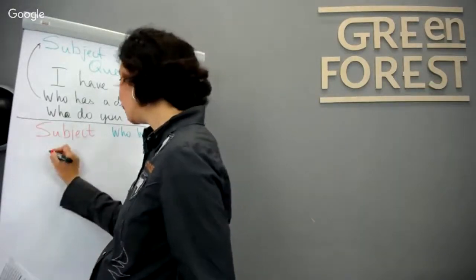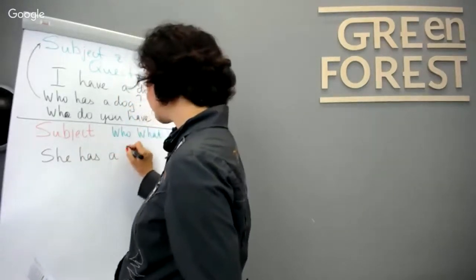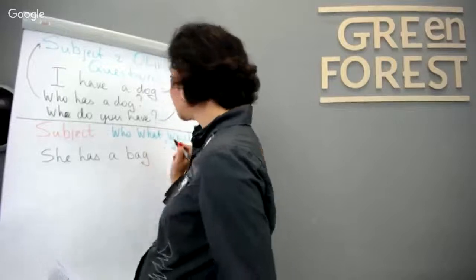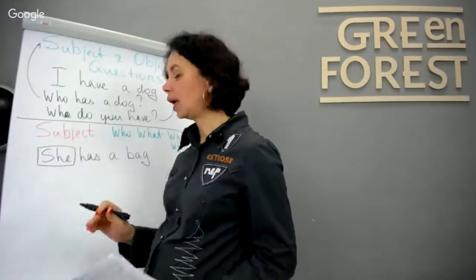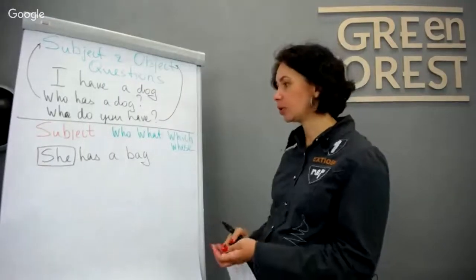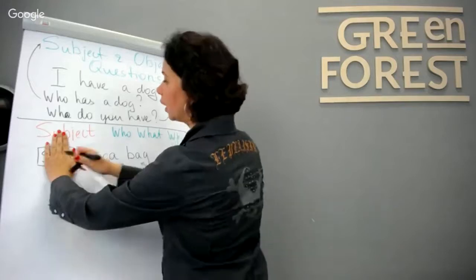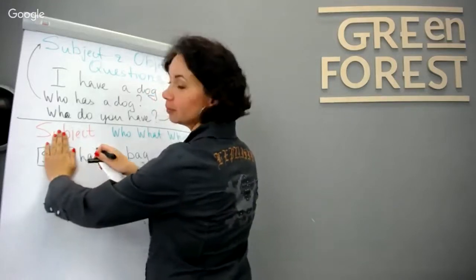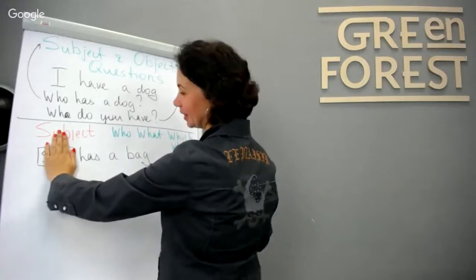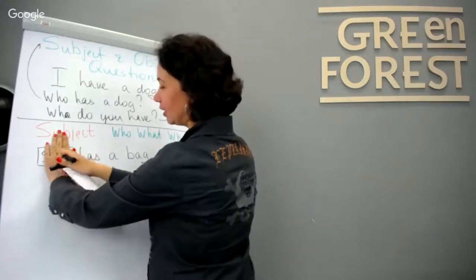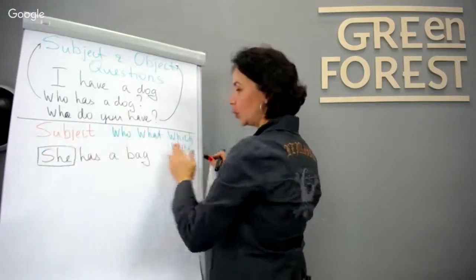Let's look at a sentence. She has a bag. In this case, the subject is she. And our task is very simple. We just close this word with our hand, and on our hand we write here who. If you don't mind, I will not write because I need to conduct more webinars. But let's imagine that I wrote here who, and this is how we create the question. Who has a bag?